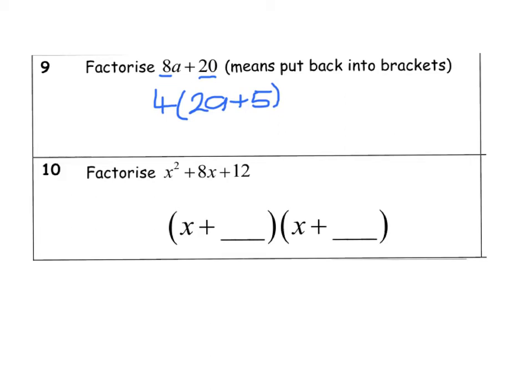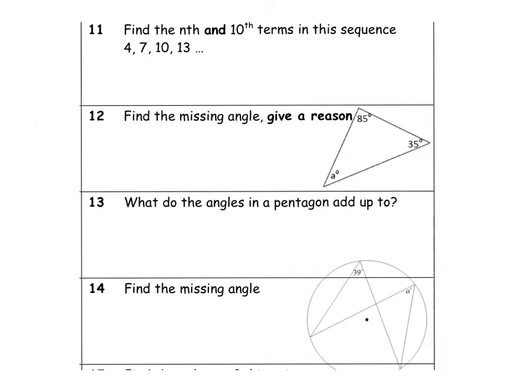Question 10, we have a quadratic, so we are looking for 2 numbers that multiply to give 12. 1 and 12, 2 and 6, 3 and 4. What we also want those numbers to do is add to give 8. The only combination here that adds to give 8 is 2 and 6, so we have x plus 2, x plus 6. Finding the nth term, question 11.